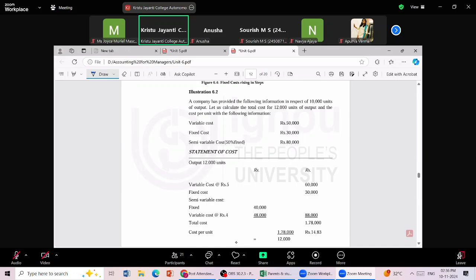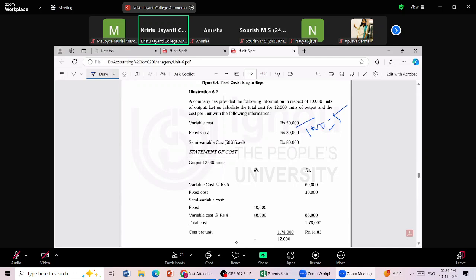What is the variable cost? This is 50,000 for how many units? 10,000 units. So when you divide 50,000 by 10,000, you get 5 rupees, correct? 5 rupees is your variable expense per unit.